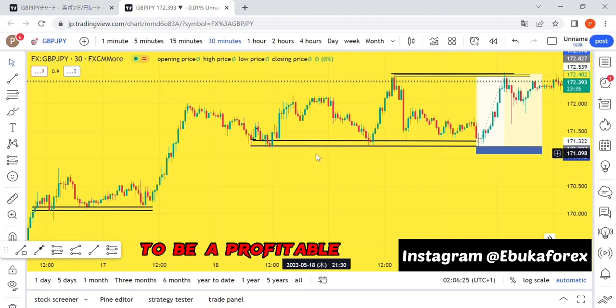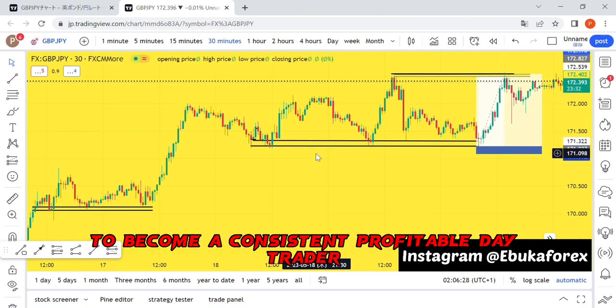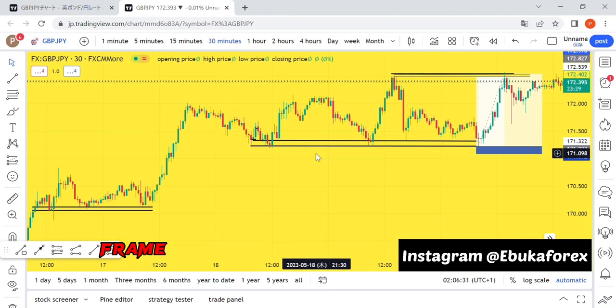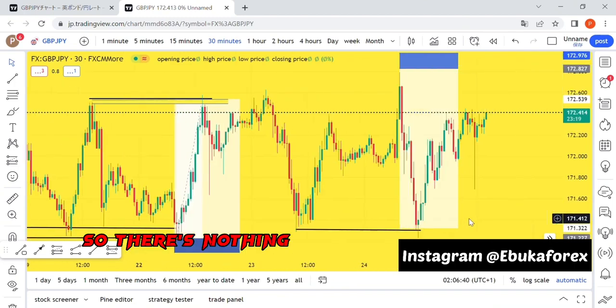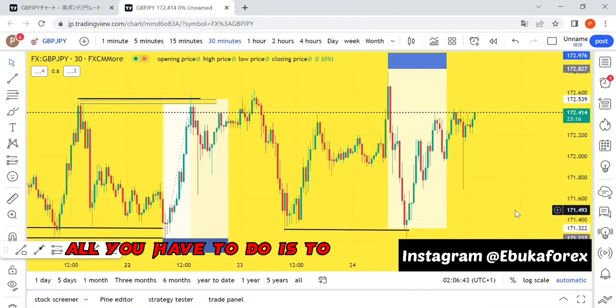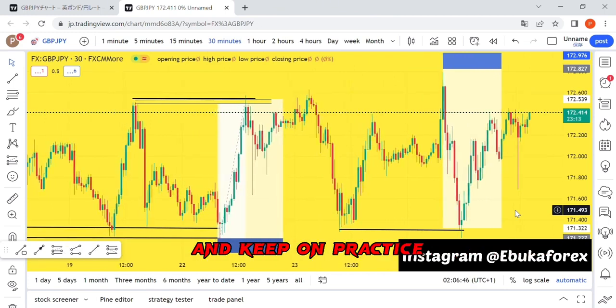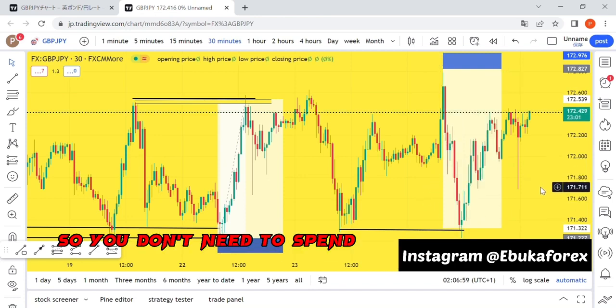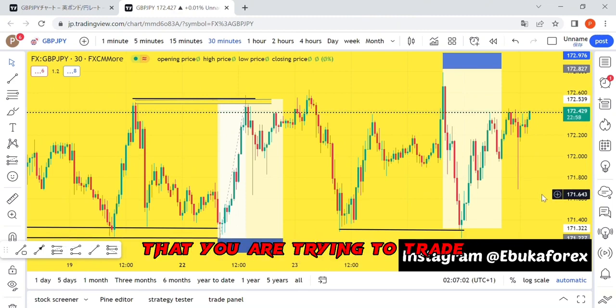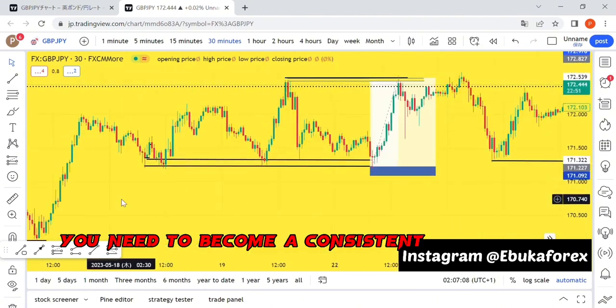to be a profitable day trader, to become a consistent profitable day trader, your focus should be on the 5 minutes time frame and the 30 minutes time frame. So it's very, very important, guys. It's very, very important. So there's nothing else you need in the market. All you have to do is focus on one thing and keep on practicing. When you practice enough, you'll be able to understand how the key levels and the market structure, how everything works. You understand? So you don't need to spend the whole day on the screen trying to trade. So that's all you need to become a consistent, profitable trader.